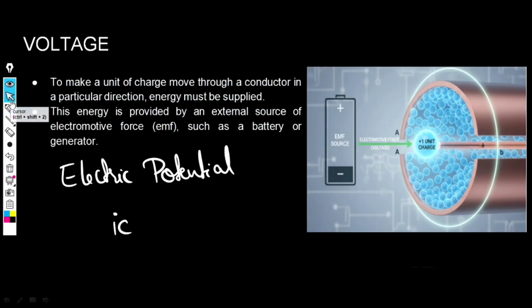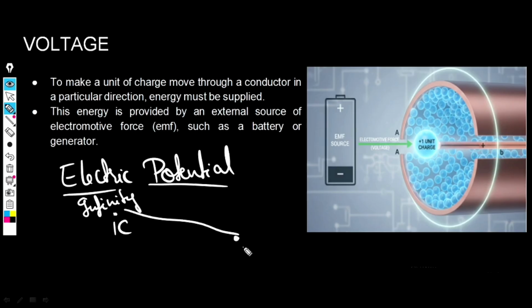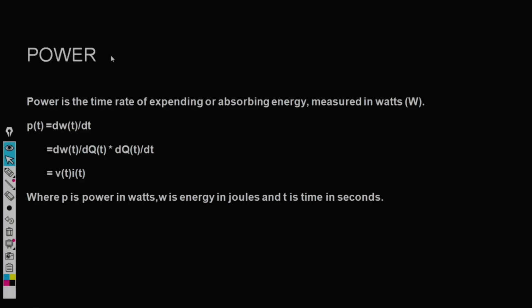Then we have the concept of electric potential. This is again energy required per unit charge, so that we move it from infinity to some point A. We use the concept of infinity here because we consider electric potential at infinity to be equal to 0. Next is the concept of power.